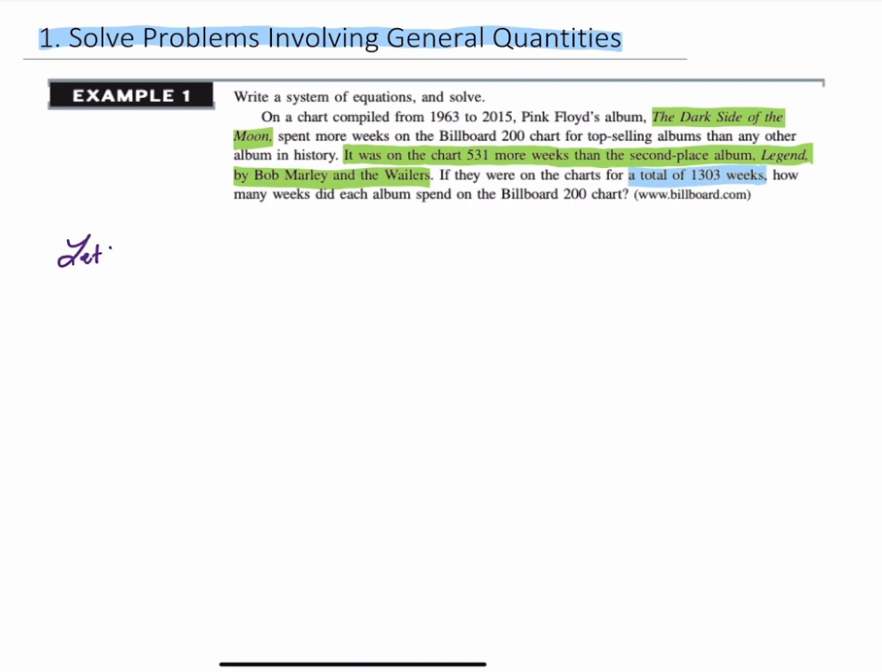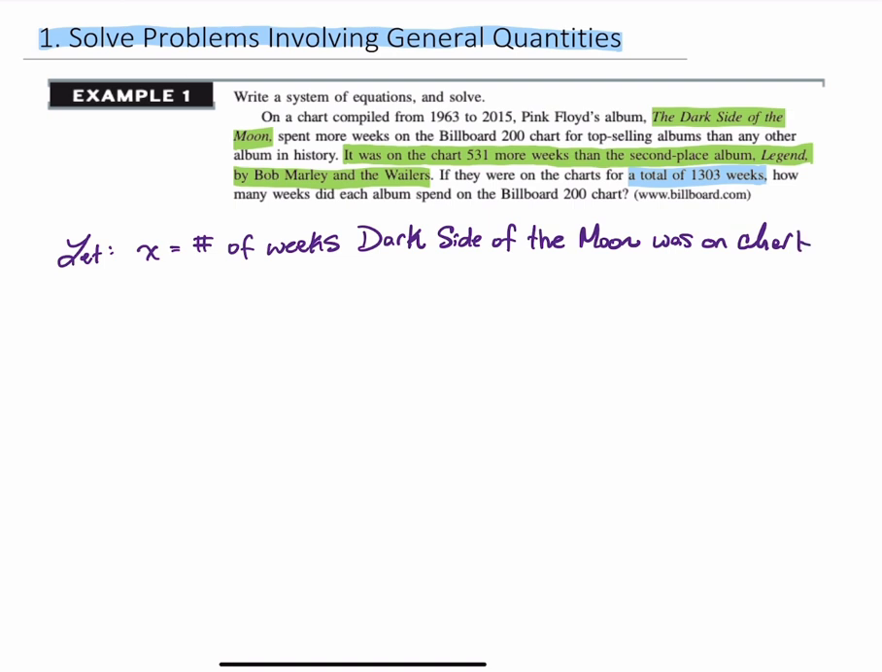So I'm going to say let x equal the number of weeks that Dark Side of the Moon was on the chart. So then y will be the number of weeks that Legend was on the chart.